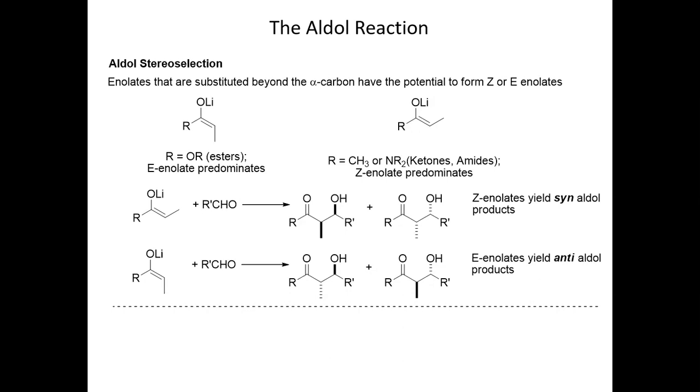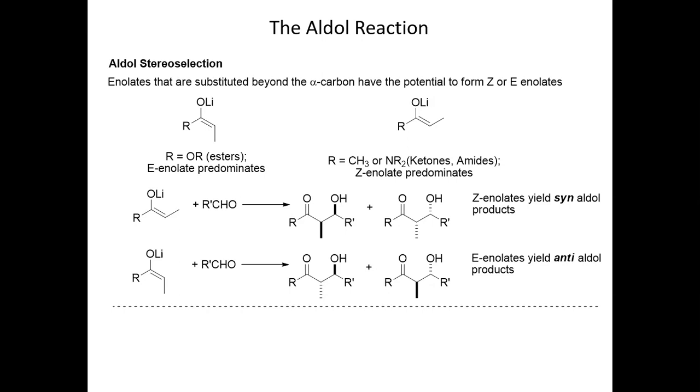That's one question. The other question becomes, if I start with something that I know is going to give me an E enolate, and I see syn products, then that's indicative of something being different in the transition state, which I'll show you in a second, right?